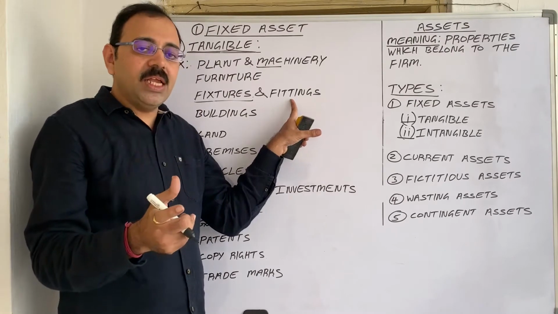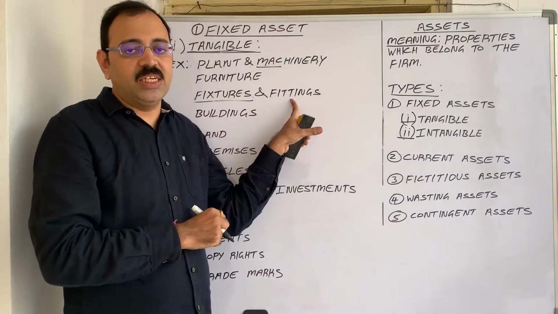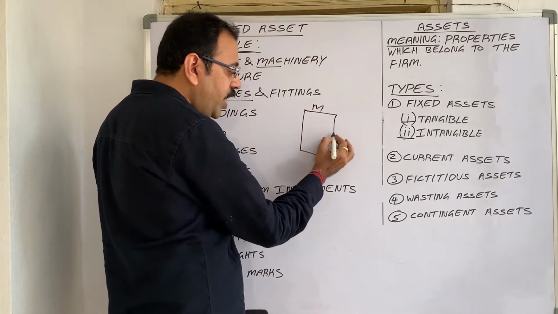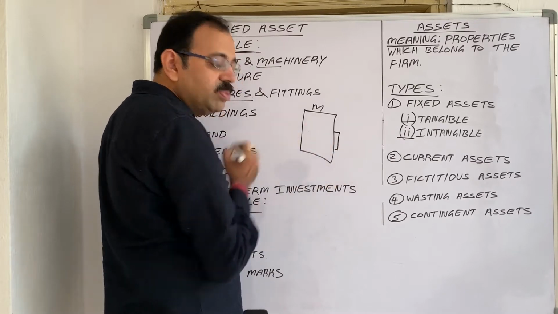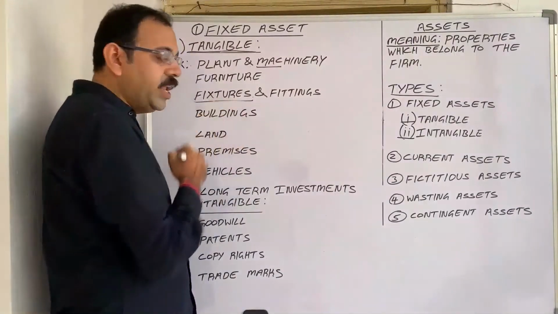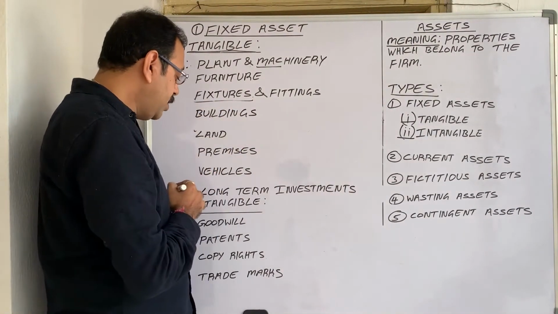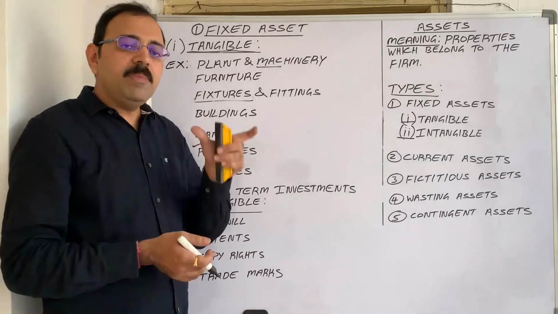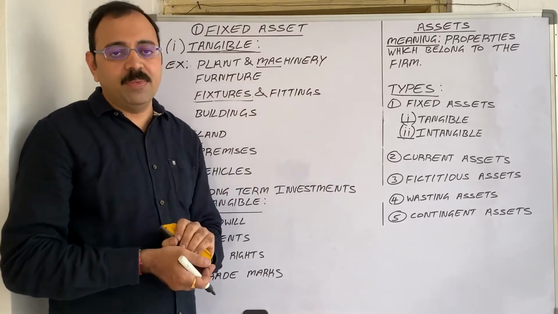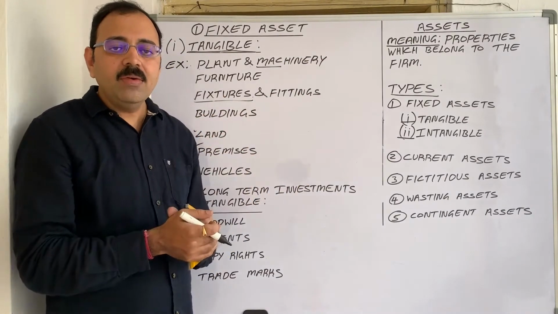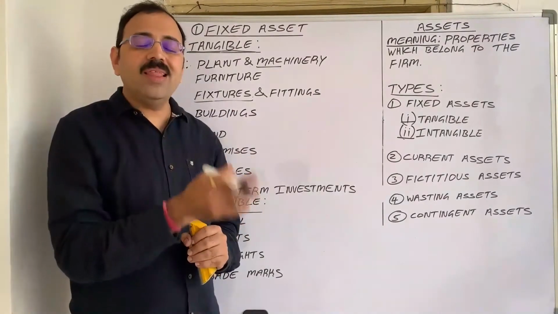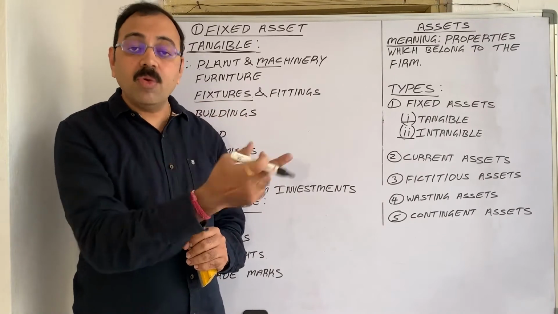These are the accessories which are attached to the fixed asset. For example, we purchased one machine and we attached one handle to this machine. Now the handle comes under fittings. Next one is buildings. Then land. Then premises. Premises means what? Land or any building which is owned by the firm. It may be a factory building, office building, showroom building, godown building, including the walled or fenced space surrounding it.